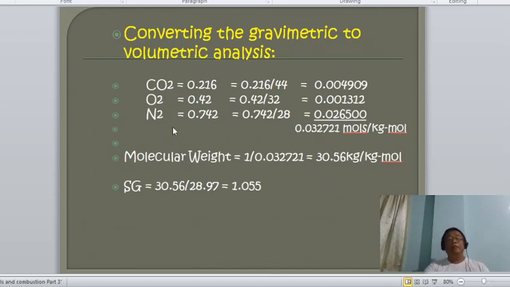So getting now the molecular weight of the product of combustion. So that is equal now to 1 divided by 0.032721. So the molecular weight now is 30.56 kilogram per kilogram mole. Okay. Getting now the specific gravity. So that is the molecular weight, of course, of the product of combustion divided by the molecular weight of air. Okay. So therefore, the specific gravity now is 1.055. Take note, the specific gravity is a dimensionless parameter. Okay, so I think it is clear to everybody.